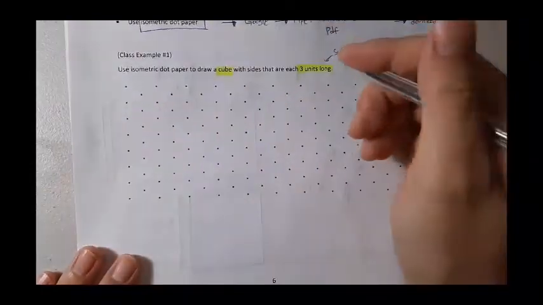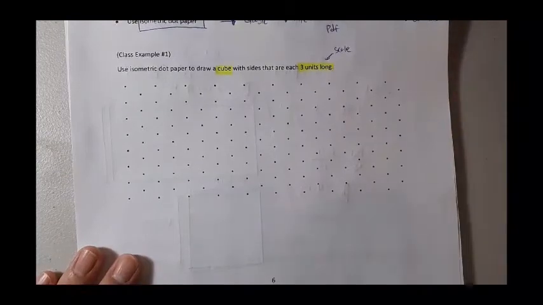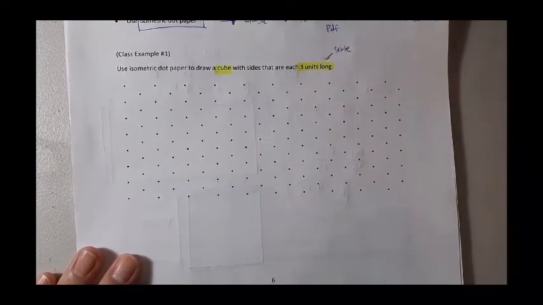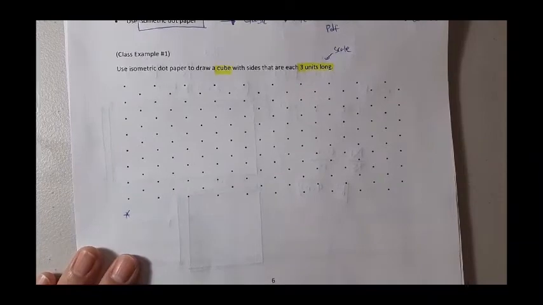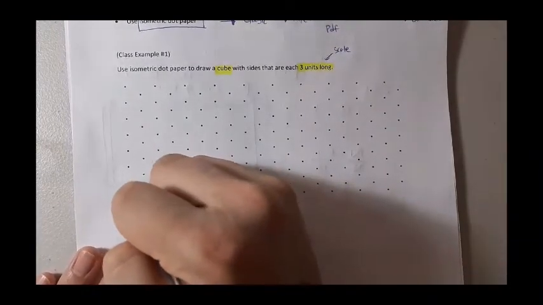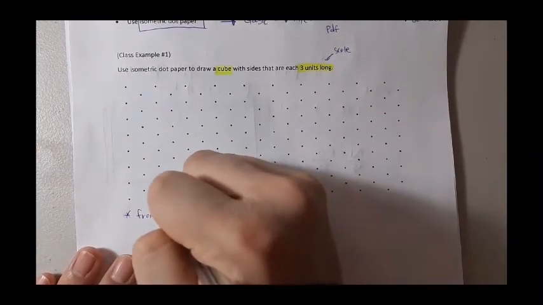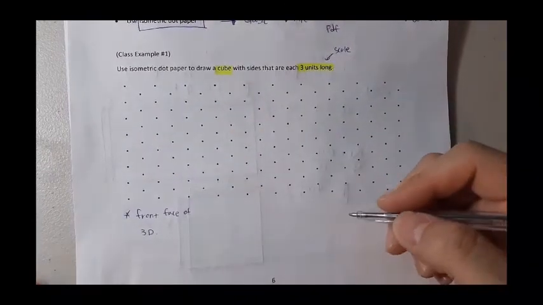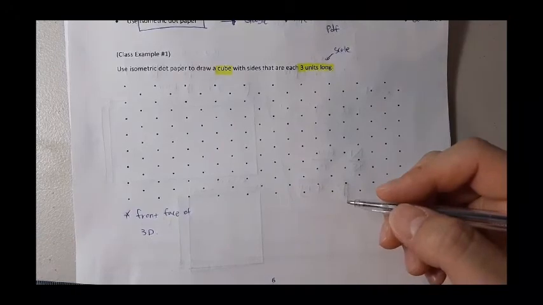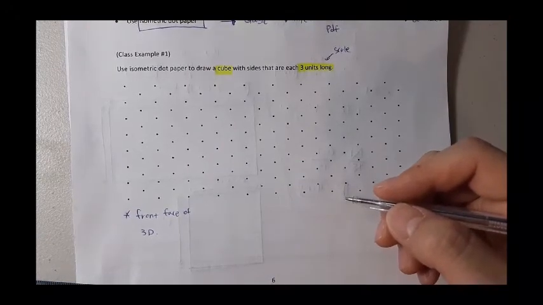So for one of my examples, the very easy way that I can start, the first step, is creating the front of whatever three-dimensional object. So the front face of the three-dimensional object. If you think about a cube, think about one of its sides.